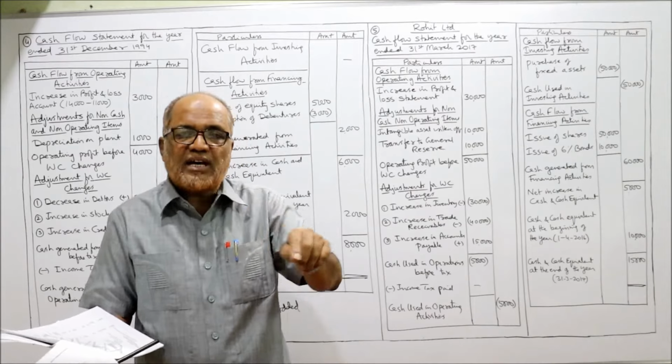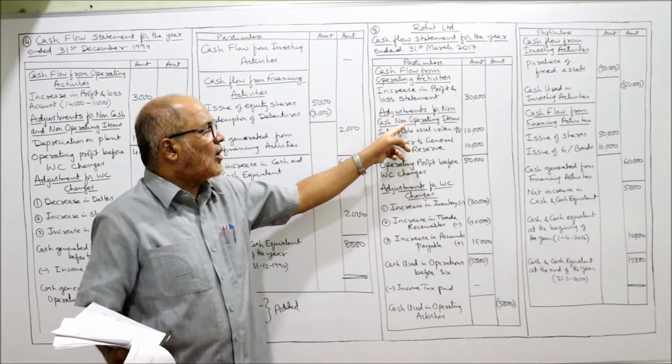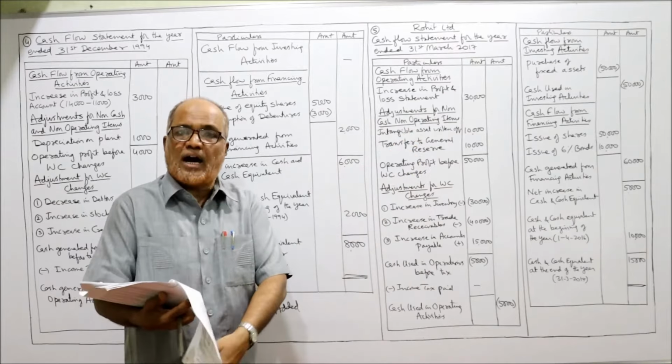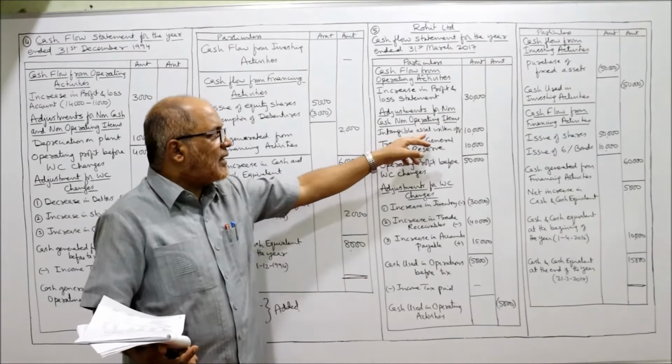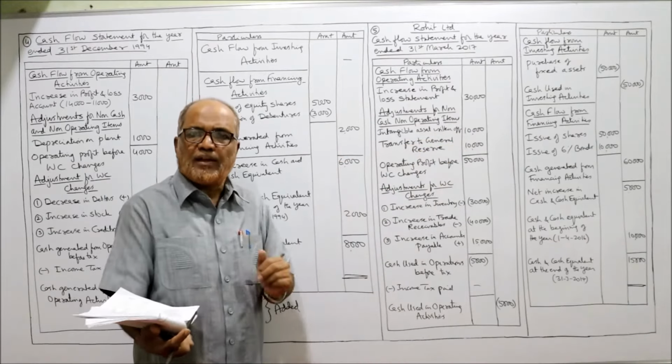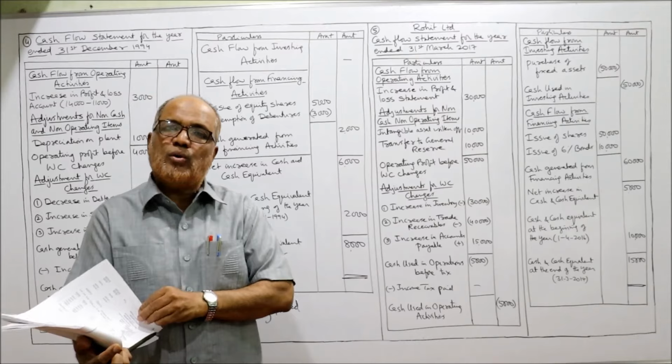That written off intangible is a non-operating, non-cash item. So intangible asset written off. How much written off? 10,000. That's all. Next one is transfer to reserve.